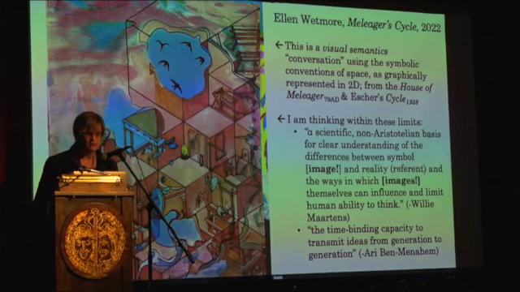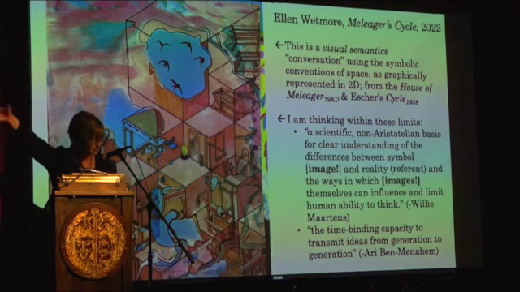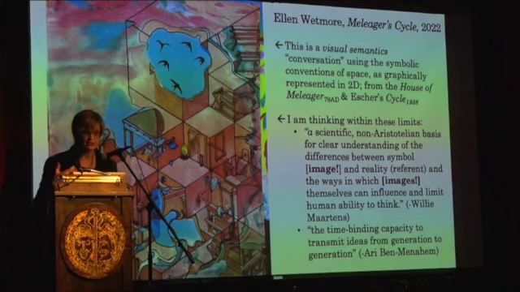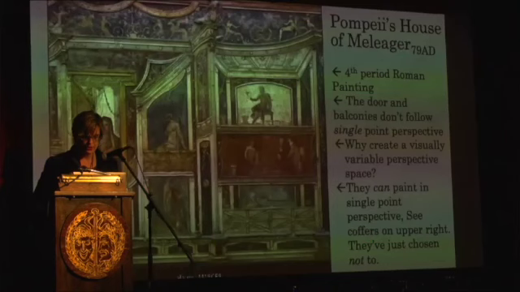Okay. I'm thinking within these limits. One of them is our favorite, a scientific non-Aristotelian basis for clear understanding of differences between symbols, in my case images, and reality, which is the thing you're drawing the picture of, right? Like all these people here are no longer real, but those pictures are still real. And that the pictures themselves can influence and limit human ability to think. Thank you, Willie Martins. And then I like this idea of time binding, that you can transmit ideas from generation to generation, and also that they're rooted in the place that they come from. And thanks to Ari Ben-Menon for that.